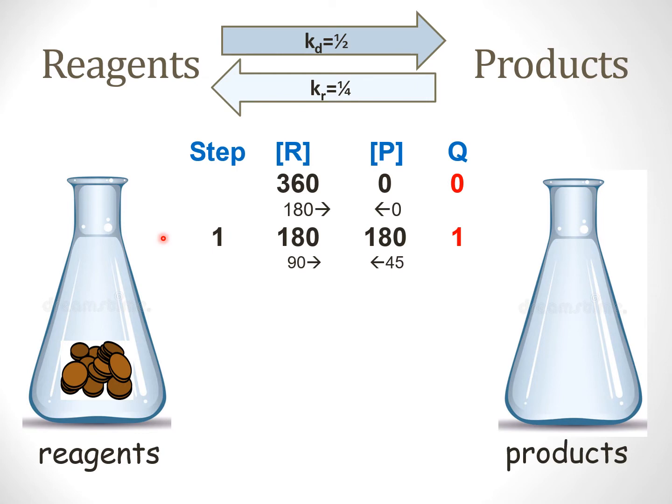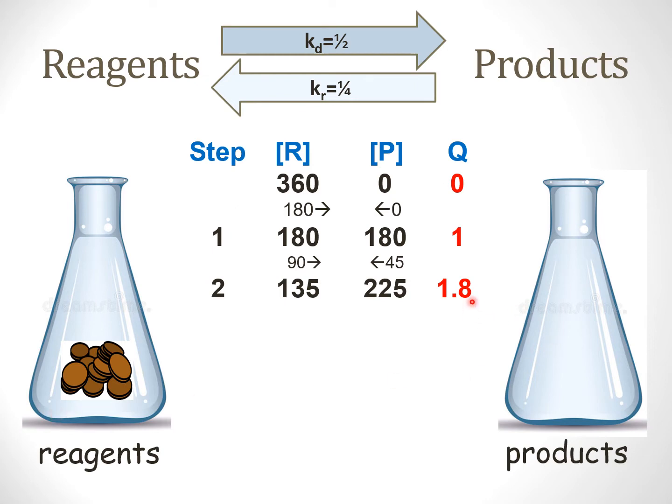Now we're going to prepare for the second step, so we need to take half of the coins on this side, that's 180 divided by 2, 90. And we are going to take 1/4 of the coins we have here, 180, because the constant for the reverse reaction is 1/4. So 1/4 of 180 is 45. So 90 going this way, 45 is coming back. There's a net movement of 45 coins to the right. So this leaves us with 135 coins on the left and 225 coins on the right.